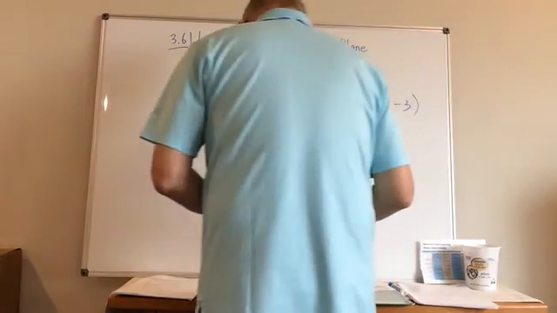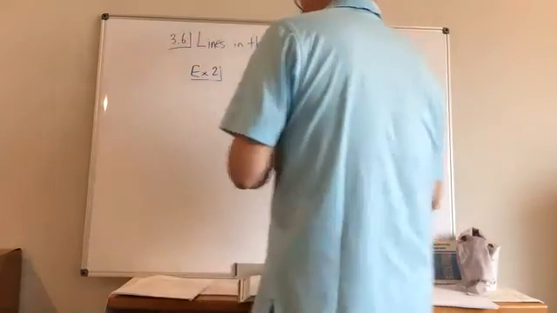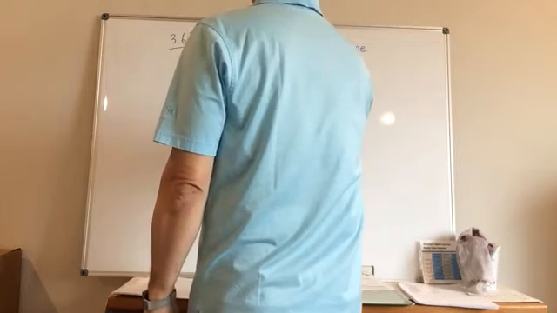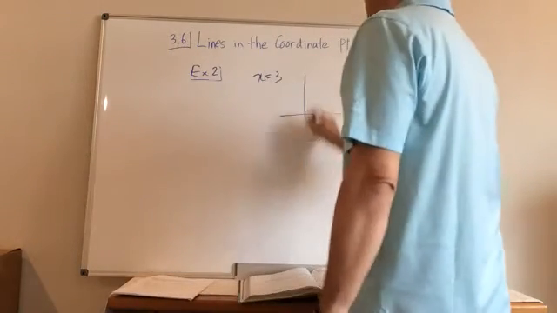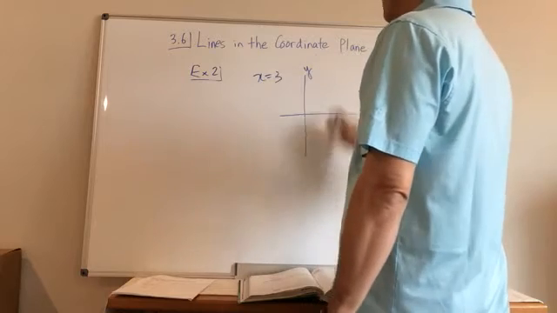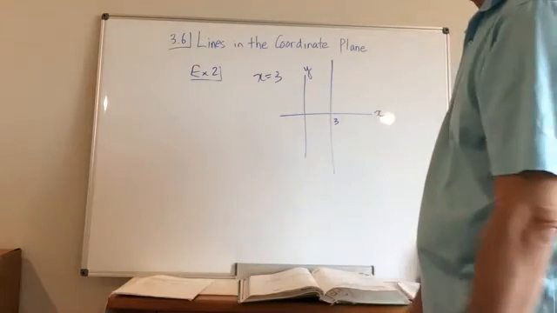And then lastly, there is C where x is equal to 3. We already talked about this, x equals 3. So this is one of those things where regardless of whatever y is, x is always 3. So it's going to be like that.